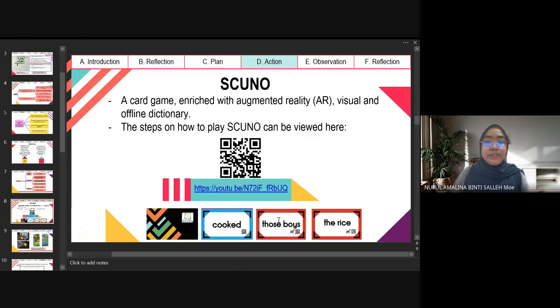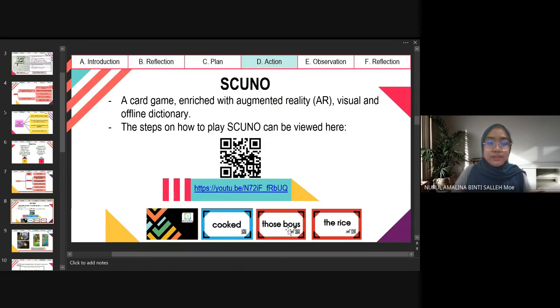Okay, let me tell you about Scuno. Scuno is actually inspired from the famous Uno game. So our intervention is a card game enriched with AR, visual and offline dictionary. You can scan the QR here to view the steps of playing Scuno. This is how our cards look like. This is the front part and these are examples of the back side. We have verbs and some nouns.